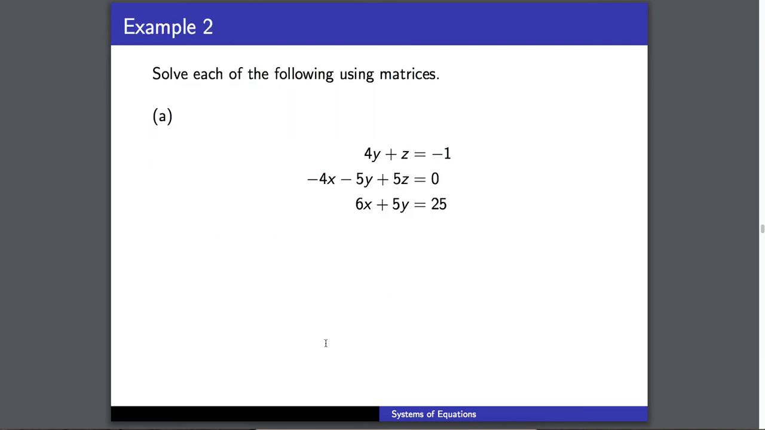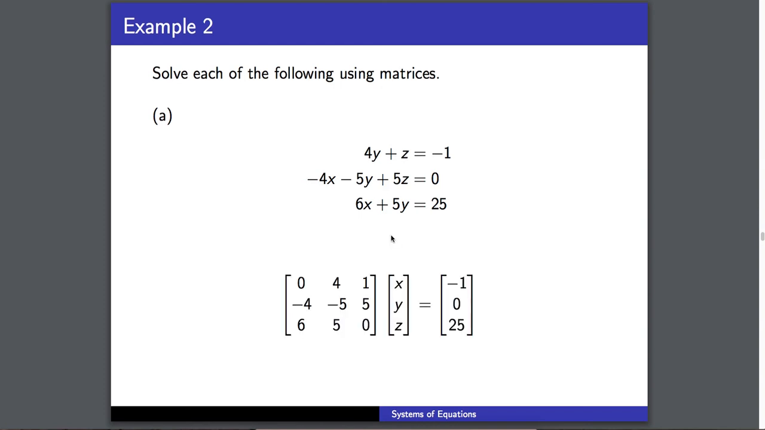So example 2, solve each of the following using matrices. I believe this is our example 1A, so now we're actually going to solve it. From example 1A, we filled in the matrix A as 0, 4, 1, and then -4, -5, 5, and then 6, 5, 0. And we're multiplying that by X, Y, and Z. So this 3 by 3 matrix would be A, times this matrix here X, equals, this is matrix B over here on the right.